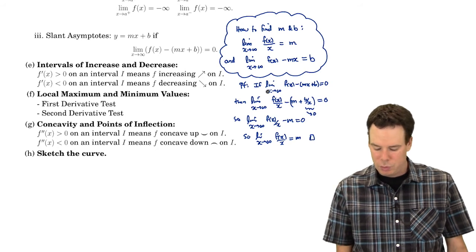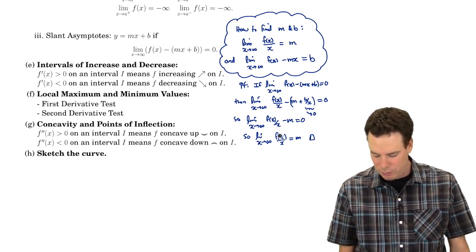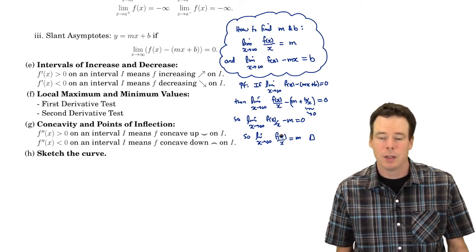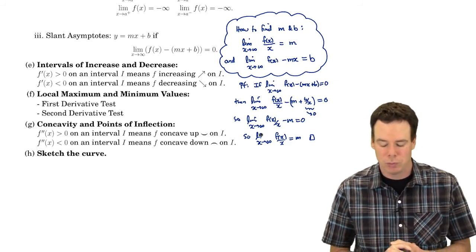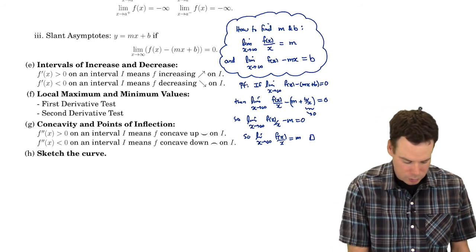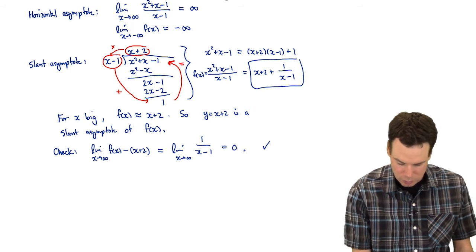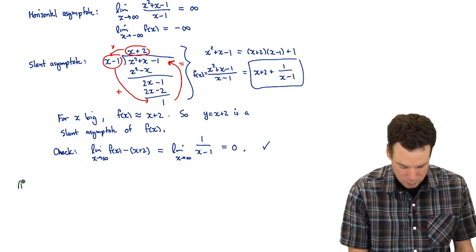So under the assumption that the slant asymptote exists, the limit of f of x over x as x goes to infinity must equal the slope of that slant asymptote. And so that's how we can compute it. Okay, so let's go ahead and check to see if this works. So let's do this as an alternate method.